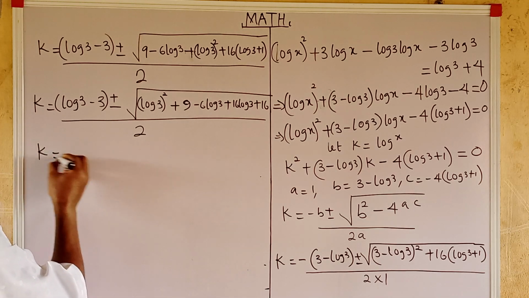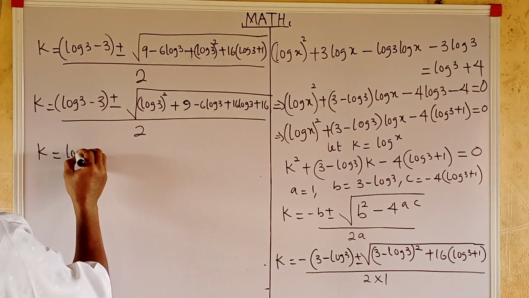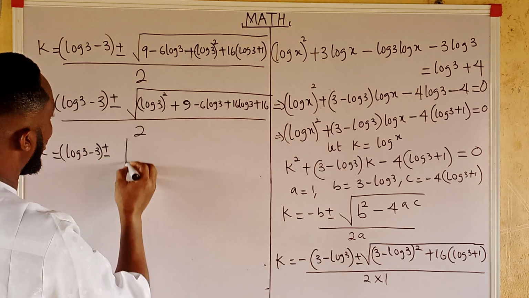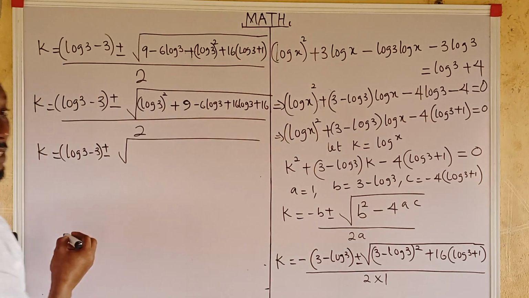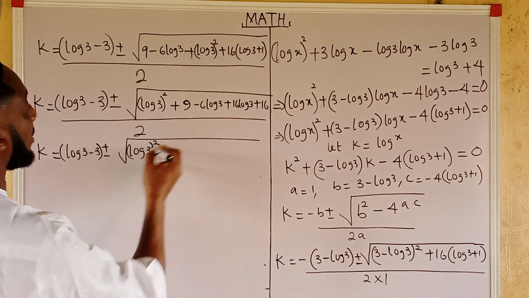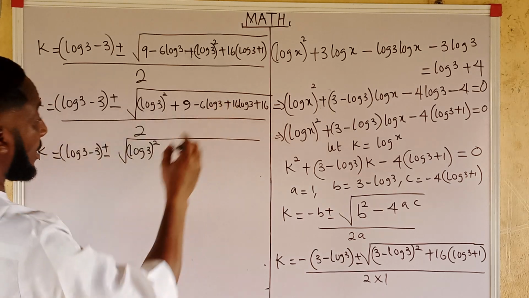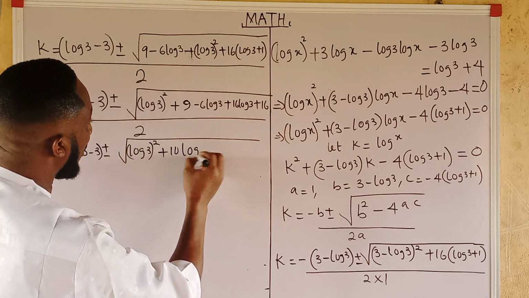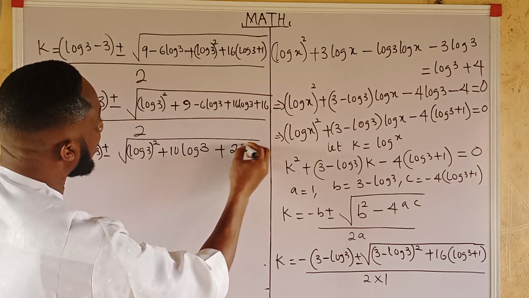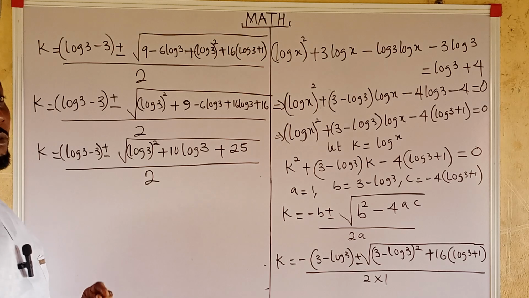So we will collect the like terms inside the radical sign. We have log 3 minus 3 plus or minus, and I will still draw a very big square root sign. We are going to have (log 3) whole squared, then minus 6 log 3 plus 16 log 3, that will be 10 log 3. 9 plus 16, that will be 25, all divided by 2.